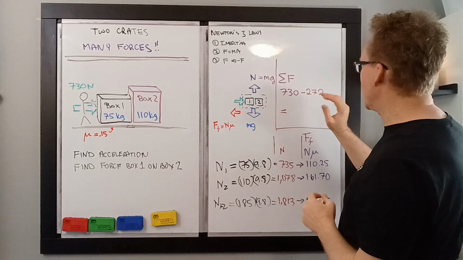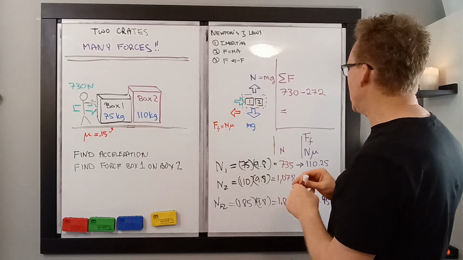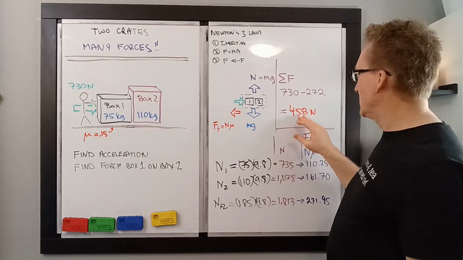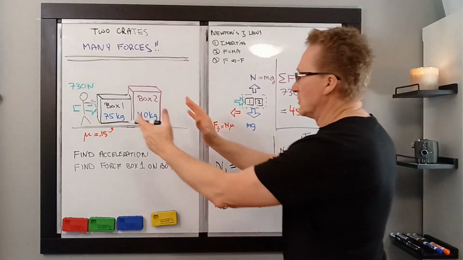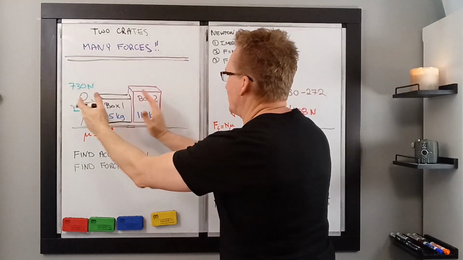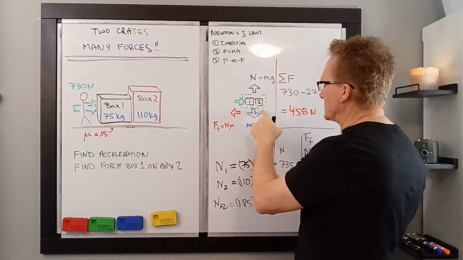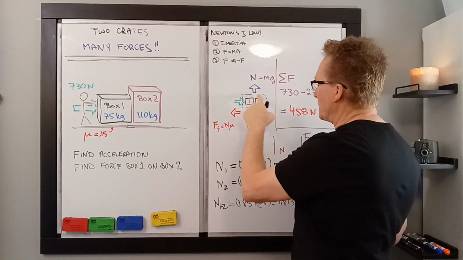It's about 500, a little less than 500. Let me just check on my calculator. So here, 458 is the net force, or all the forces added up together. That's the force that we have left. And what is it that those forces are accelerating? They're accelerating both these masses.